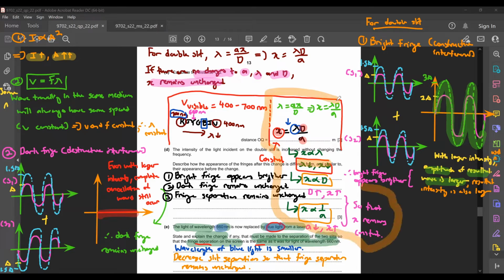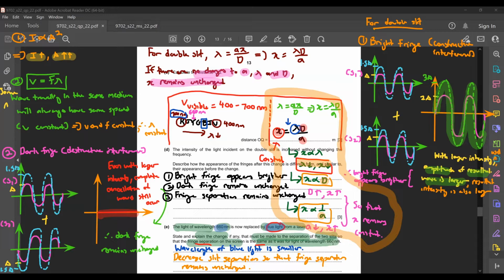Because a decrease in wavelength will cause the fringe separation to drop, you need a change that is opposing it. So you look at what you can do with D, you look at what you can do with A, to create an opposing change so that your X remains constant.